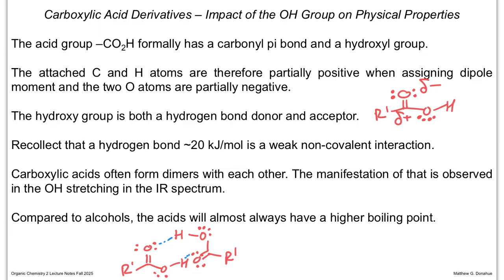Another thing with this hydrogen bond donating, accepting scenario explains why the OH looks very different from alcohols, and we'll see that in the IR. If you had a similar molecular weight alcohol, the acid is most likely always going to have a higher boiling point because there are more of these interactions.